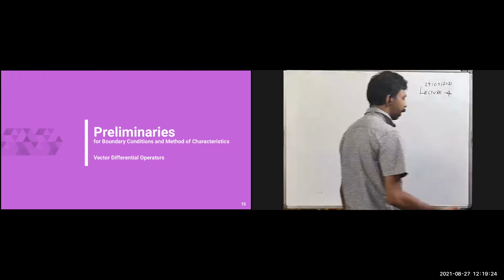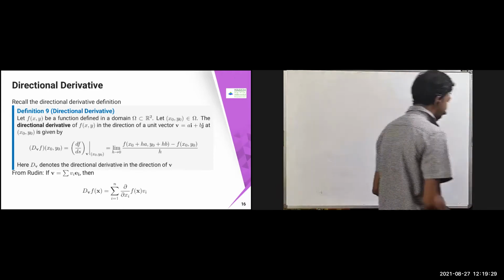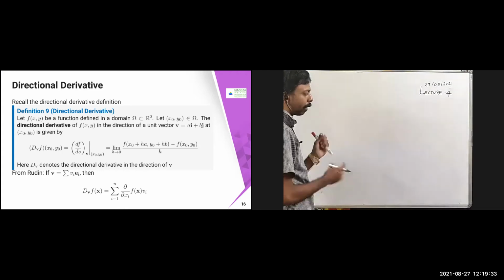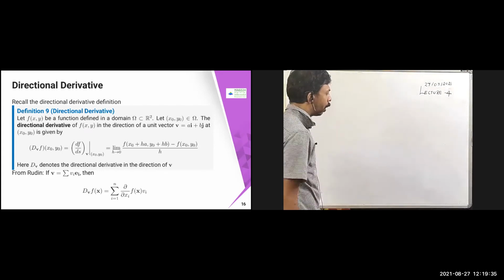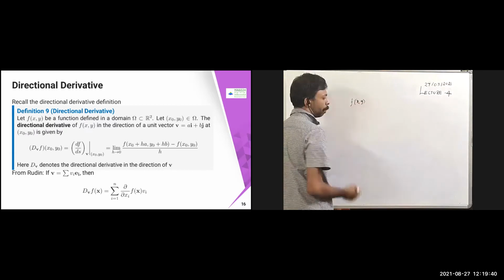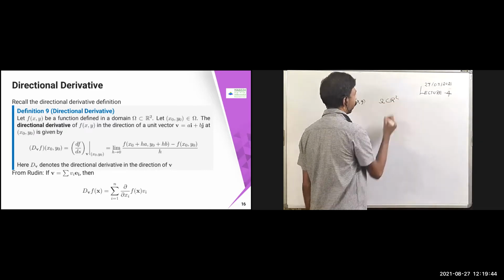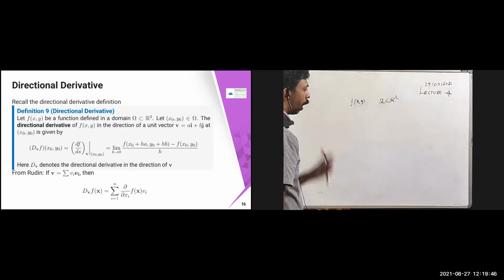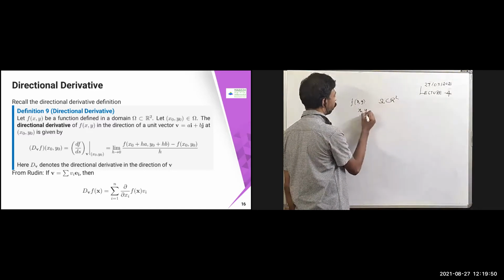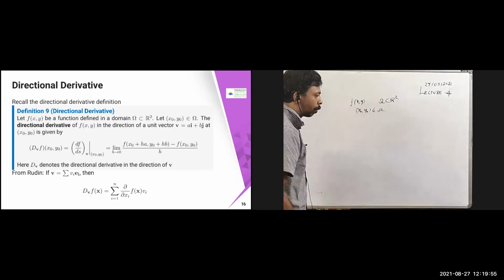Let us see the vector differential operators first. What is a vector differential operator? From here onwards we'll be sticking many times to 2-dimensional or 3-dimensional variables. Let f of x comma y be a function defined on the domain omega, a subset of R square, where x comma y belongs to R square. Now fix a point x naught comma y naught in omega. I hope you have studied this in multivariable calculus, but I'm just recalling it.